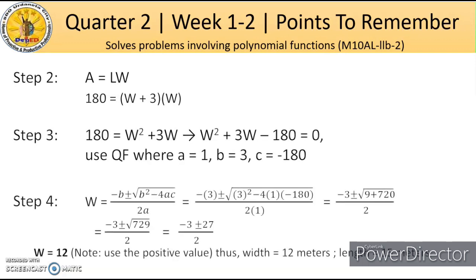Step 4. We will now solve the problem. W is equal to negative B plus minus the square root of B squared minus 4AC all over 2A. By substituting the values of A, B, and C, we have negative 3 plus minus 27 all over 2. Note that length is a non-negative value, so we will only use the positive values. Thus, the width is equal to 12 meters and the length is equal to 15 meters.